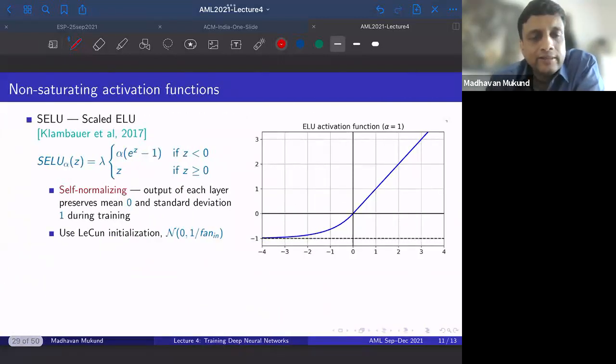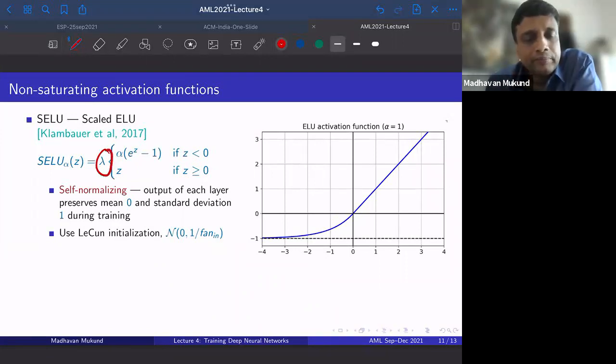And then there is a scaled version of the same thing, where you have a lambda here, so this is an ELU with this lambda term. This picture on the right is the old ELU picture, so you can ignore it. That's not a different picture.